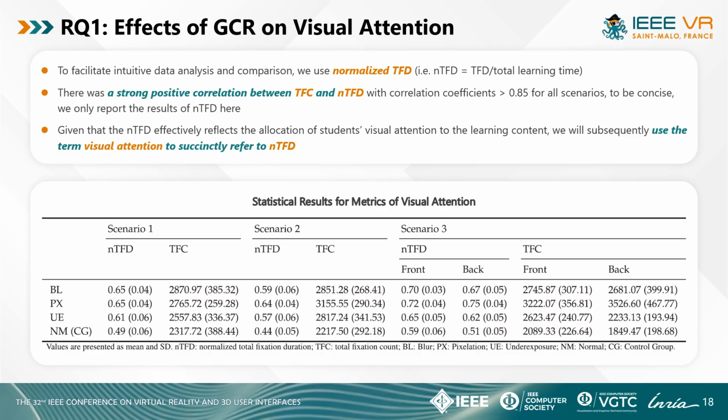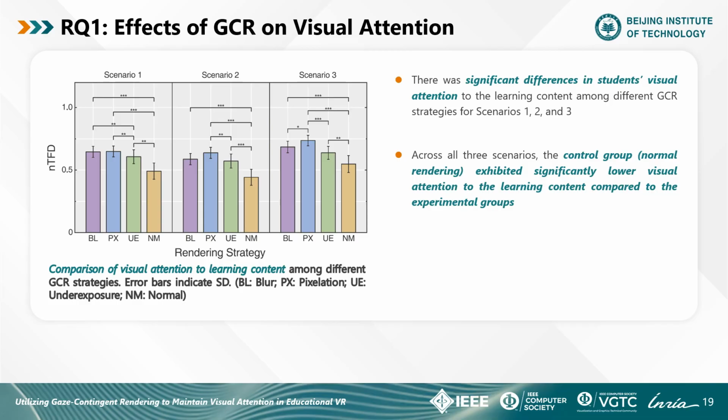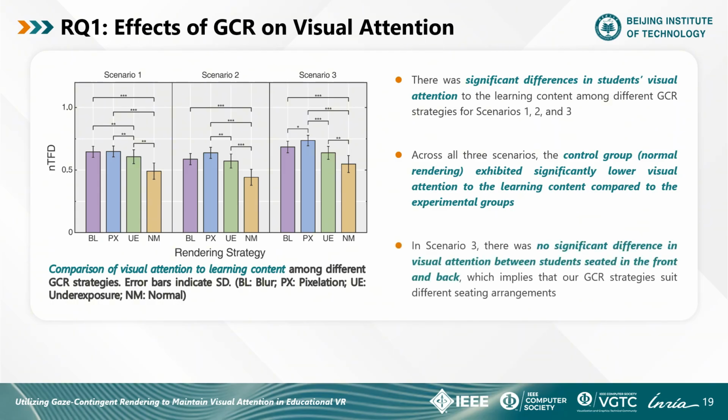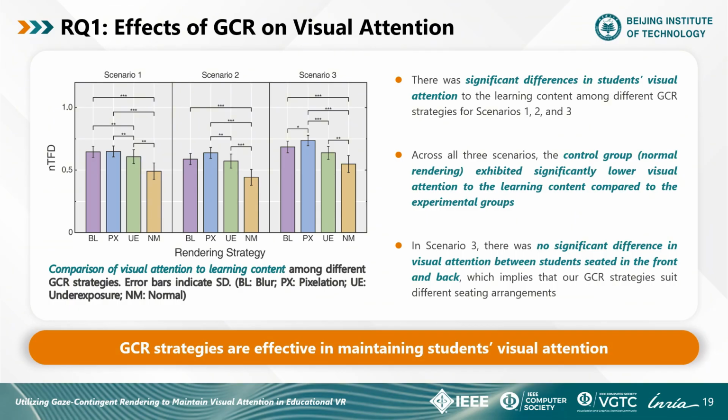Since NTFD effectively reflects how students allocate their visual attention to the learning content, we'll refer to it as visual attention from now on. As shown in the figure, we saw significant improvements in visual attention with the GCR strategies compared to normal rendering. Across all scenarios, students in the experimental groups paid more attention to the learning content. Interestingly, the seating location didn't significantly affect the results, which suggests that our GCR strategies are effective no matter where students are seated in the VR environment. So, for research question 1, we conclude that GCR strategies are indeed effective in maintaining students' visual attention.